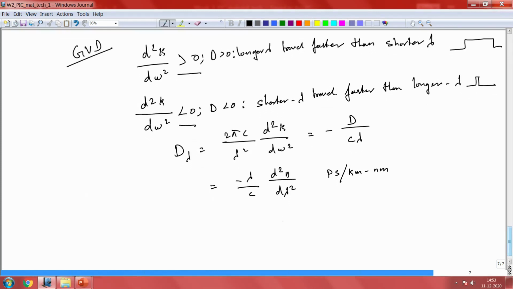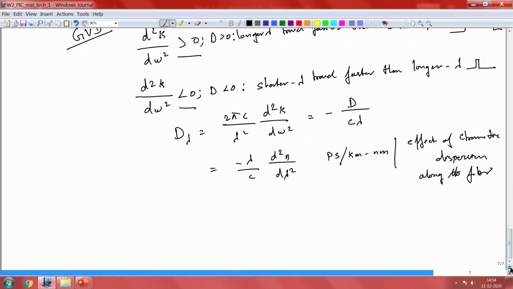Okay. So, this gives us the effect of chromatic dispersion along the fiber. Okay. So, it is given as picosecond per kilometer nanometer, right. So, for a given length one can easily find out what this delay is.